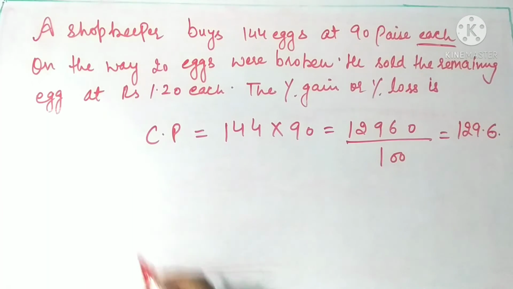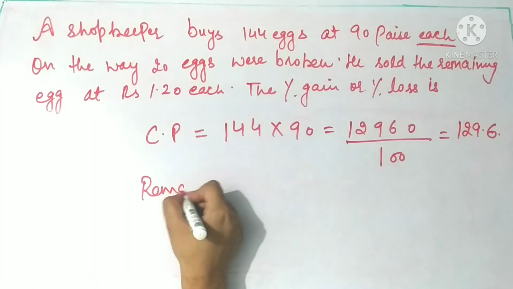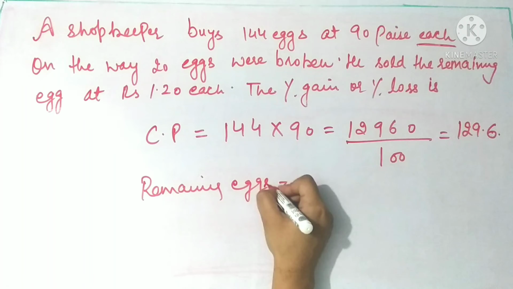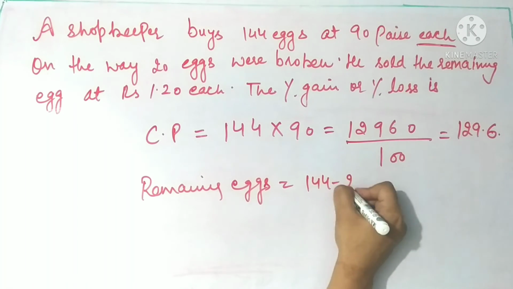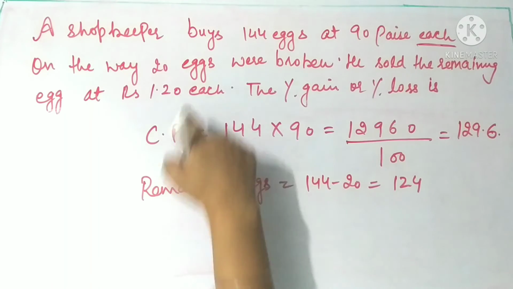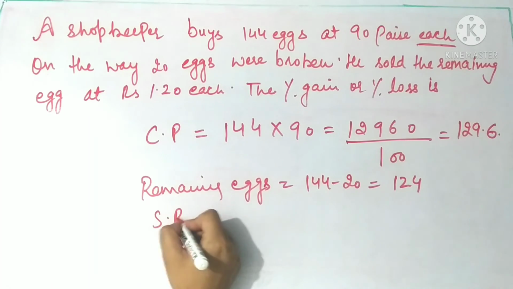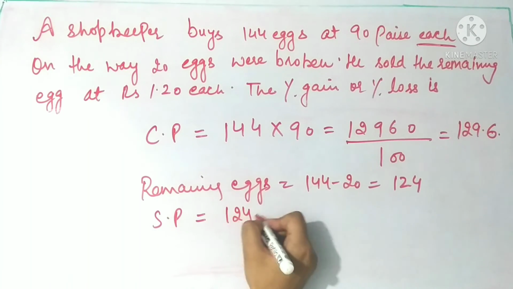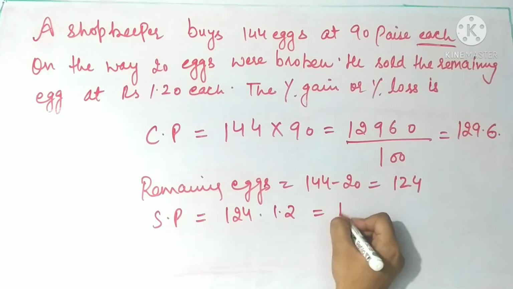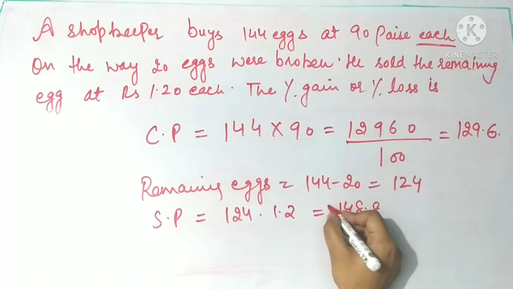129.6. What is given? On the way 20 eggs were broken, so the remaining eggs are equal to 144 minus 20, which is equal to 124. What is the selling price of these eggs? That is SP is equal to 124 into 1.2, which is equal to 148.8 rupees.